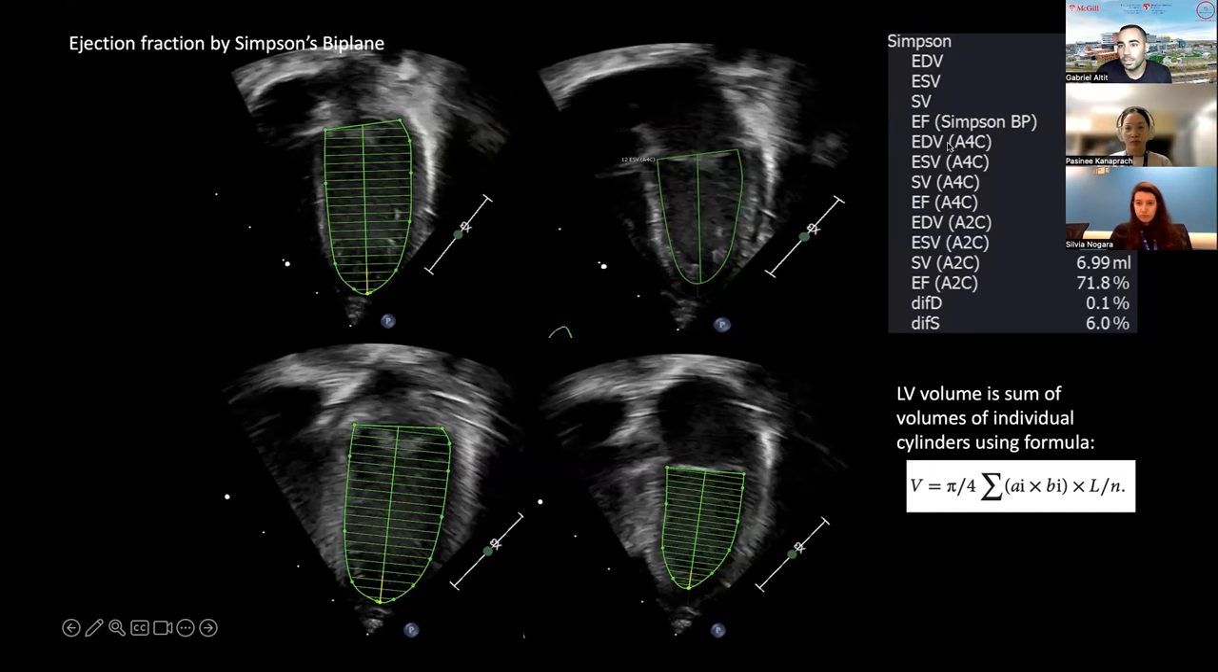You can also here see what has been calculated in four chamber, in diastole and systole, and the stroke volume and ejection fraction, what it calculated in two chamber, and then putting the discs together, it gives you a biplane of 67%.